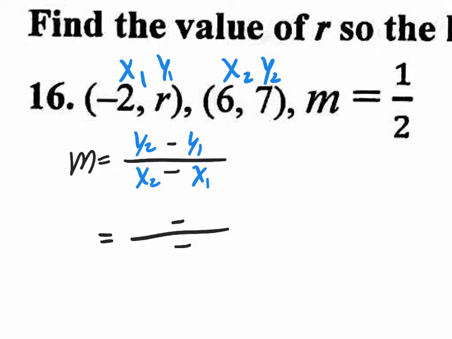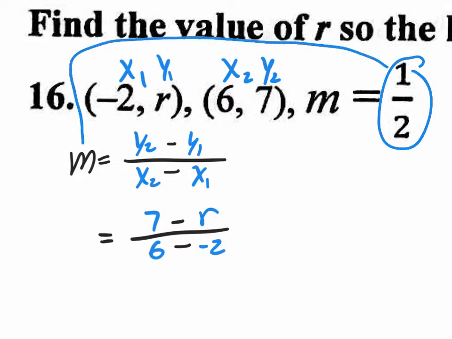My y2 value is 7. My y1 value is r. My x2 value is 6. My x1 value is negative 2. Now, I usually use this formula to find slope. It'll give us the m value. But right here, they give us the m value already. So I'm going to take the 1/2 that's right here, and I'm going to substitute it in place of the m. So it's going to be a 1/2 right here.